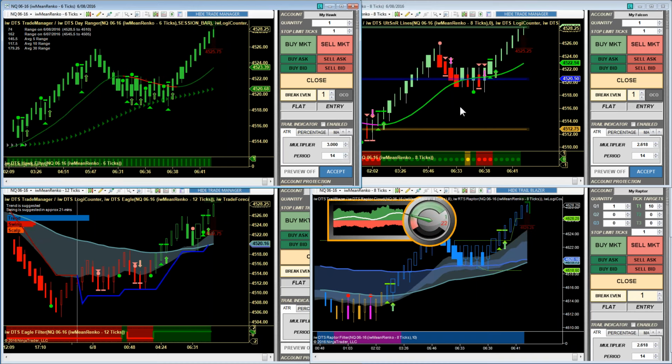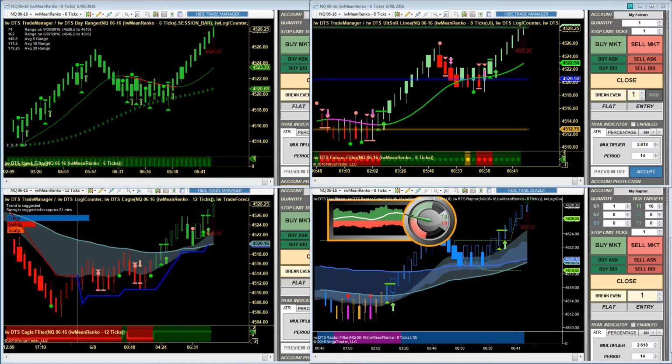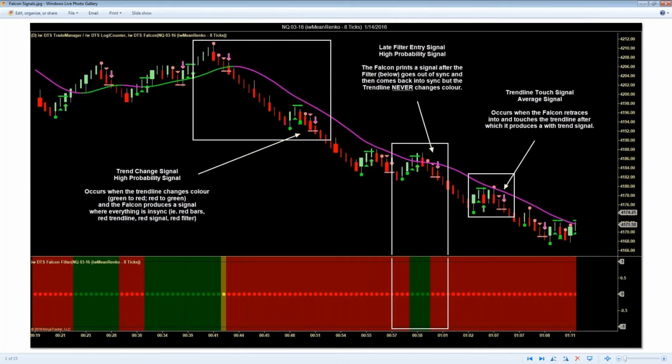Oh wow, and we just got a nice signal here on the Falcon as well. Let me show you the Falcon signals now. The Falcon signals work the same way, in that normally we're looking for the signals to all come into sync. So here is our high probability trend change signal on the Falcon.